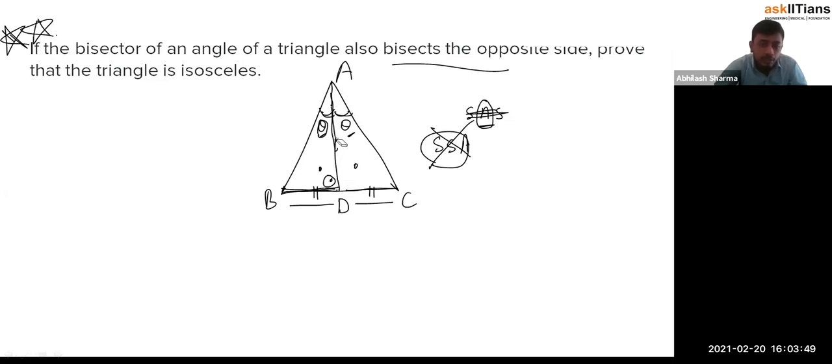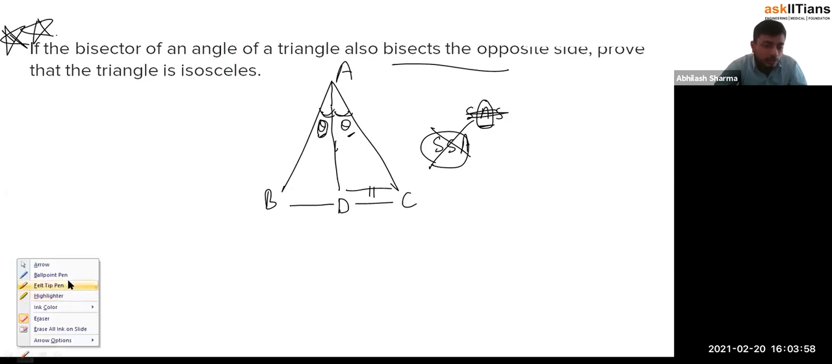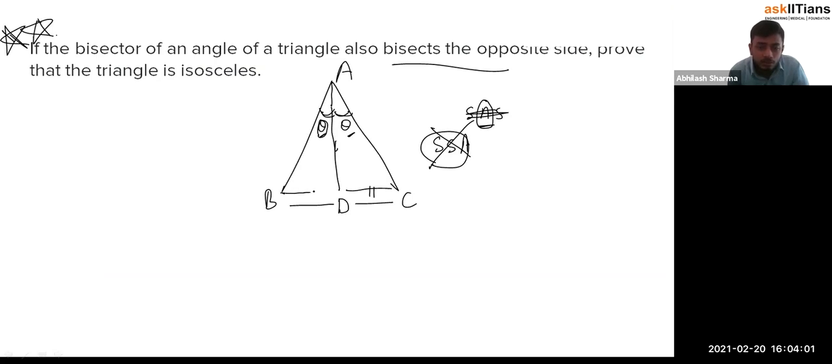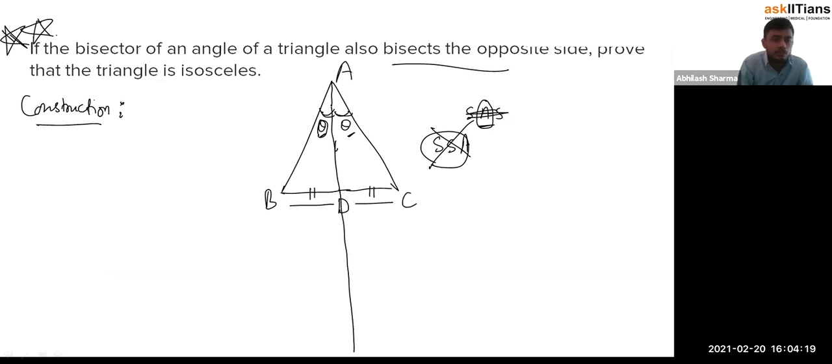And we will have to think of a clever construction. And what is that clever construction? Let me tell. So what we are saying is that these two are equal. Okay, BD and CD are equal. Now the construction that we will do is we will extend this AD line. Construction: extend AD to a point E such that AD equal to DE.